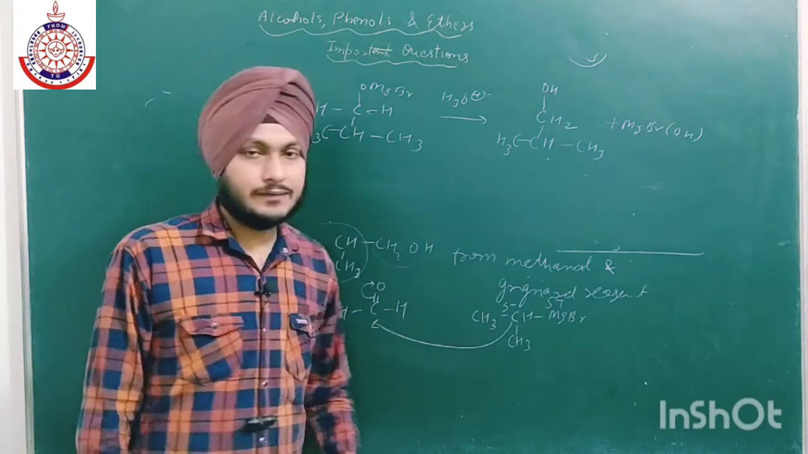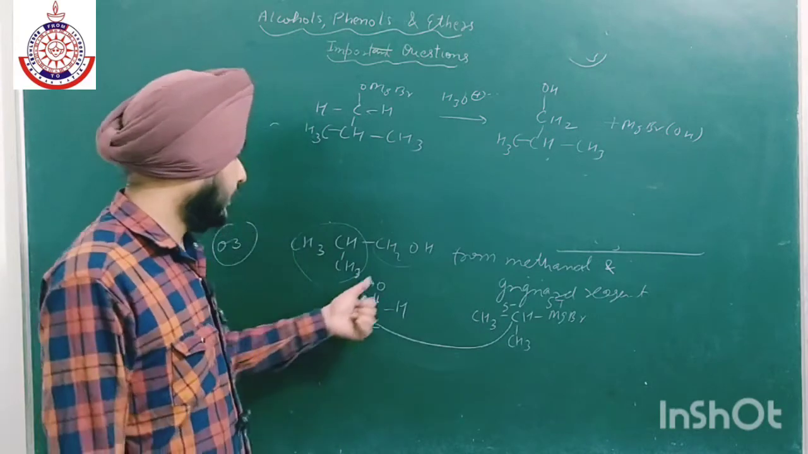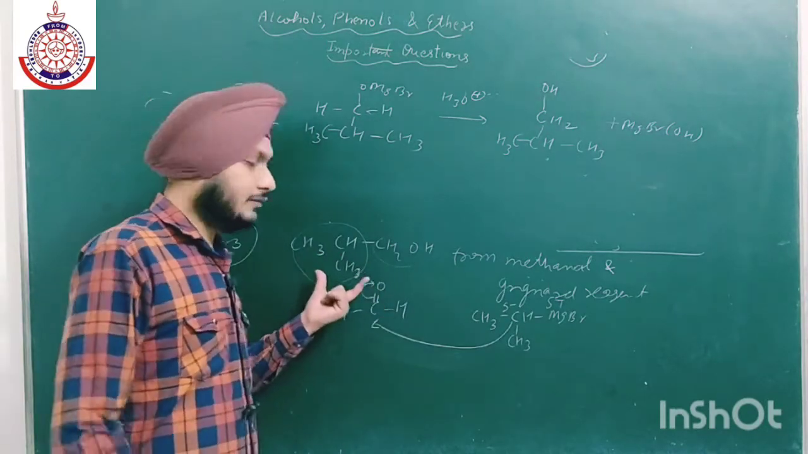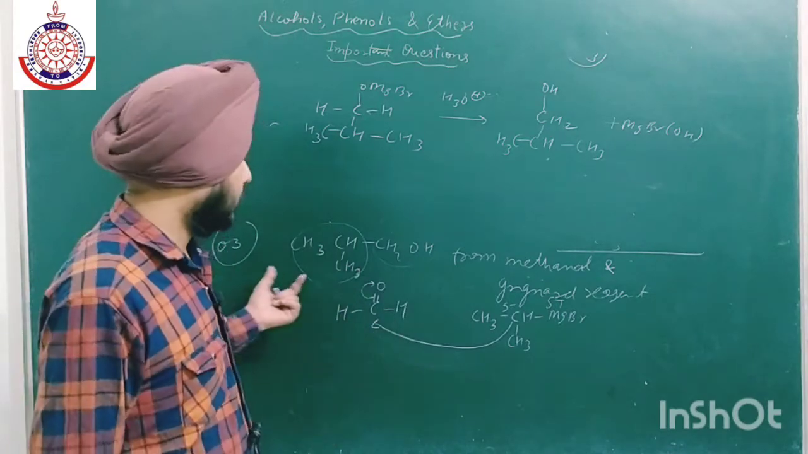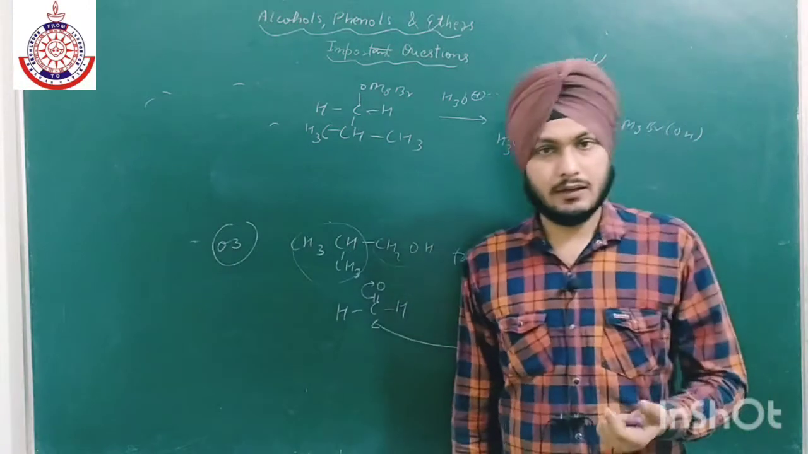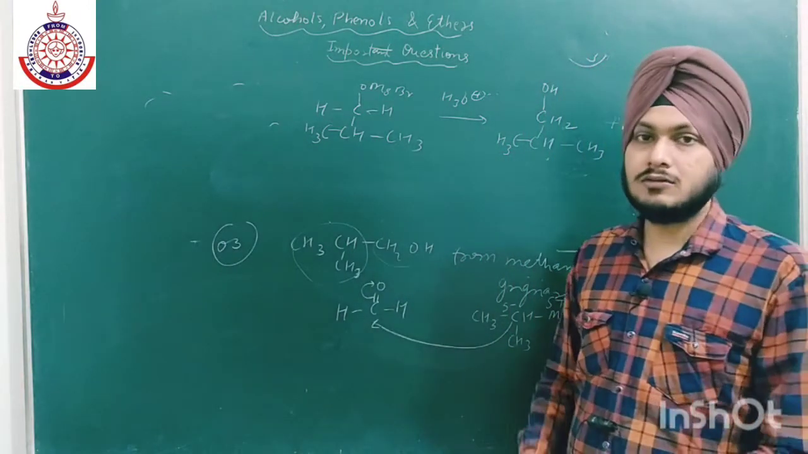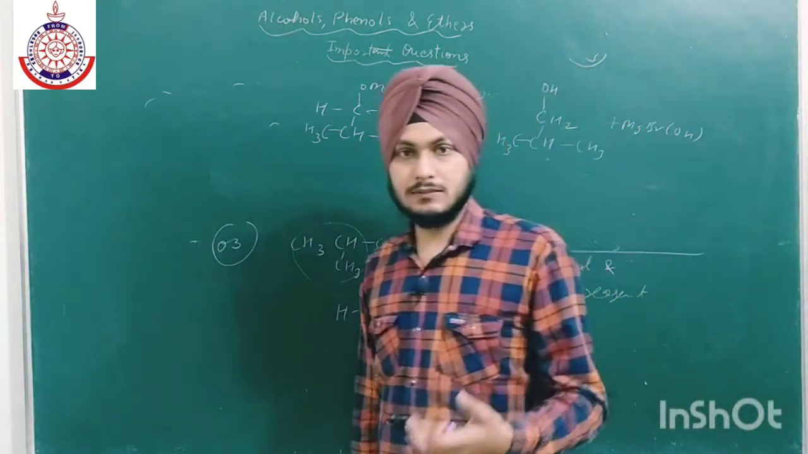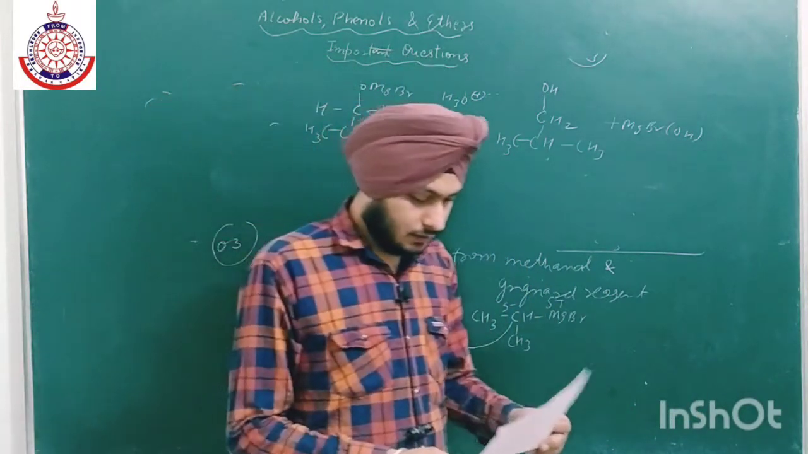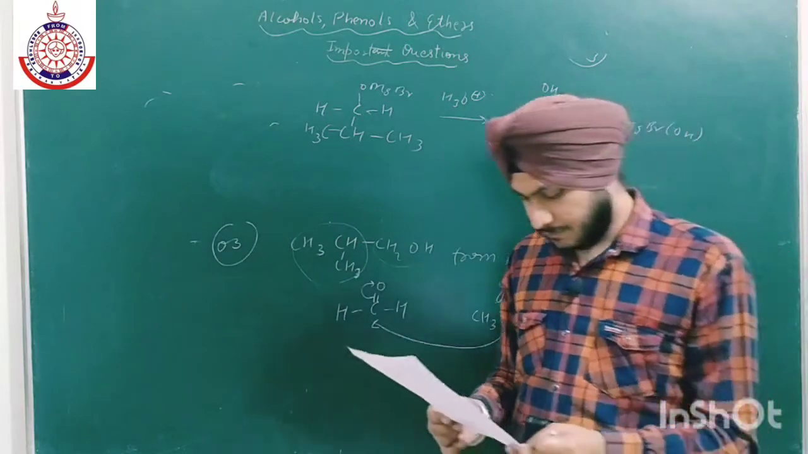So you have to check how many carbon atoms are left, and you have to check whether we have to form the straight chain one or the iso or the tertiary one. On the basis of that we have to select the Grignard reagent, the alkyl group. So let us move on to the next question.